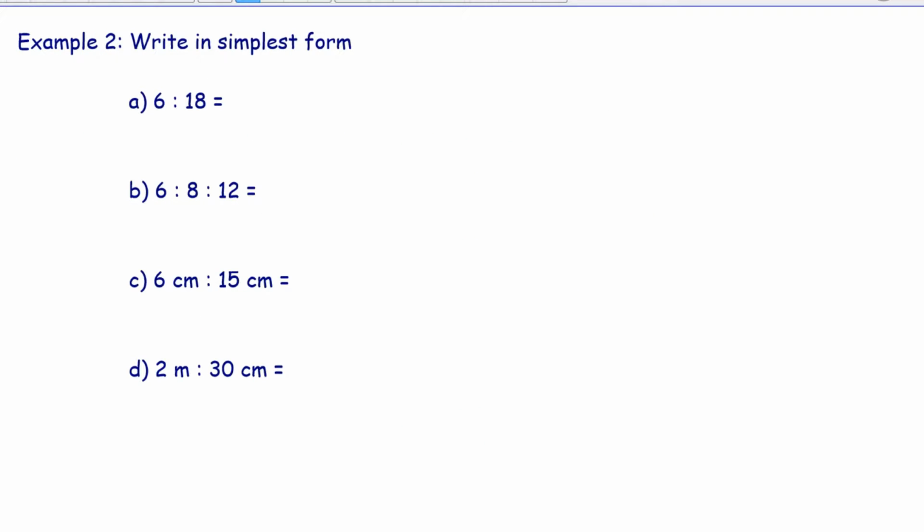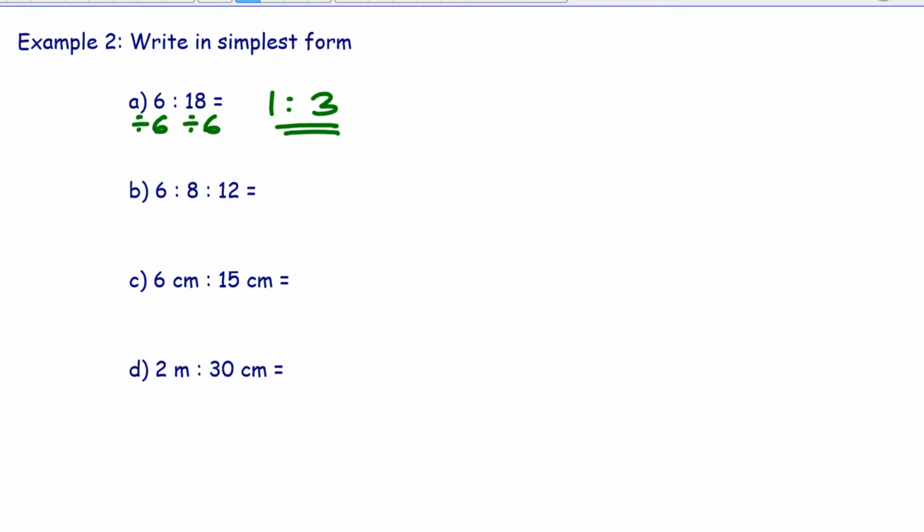Write in simplest form. So basically what you're required to do here is to simplify these ratios. And we'll start by, of course, finding the highest common factor, and then we simplify these ratios. So here, the highest common factor is 6. So you can just divide by 6, and your answer will be 1:3.